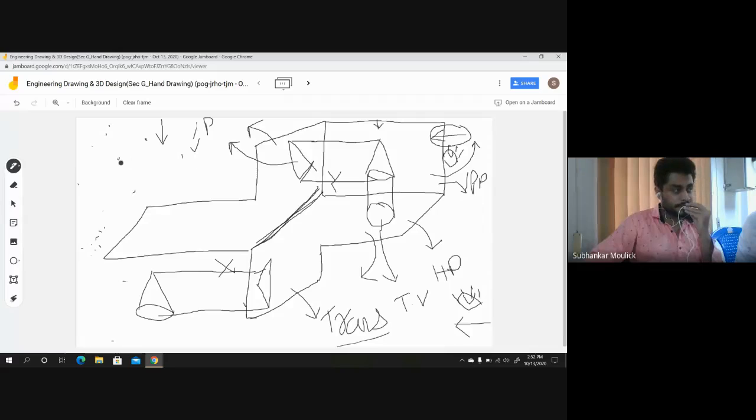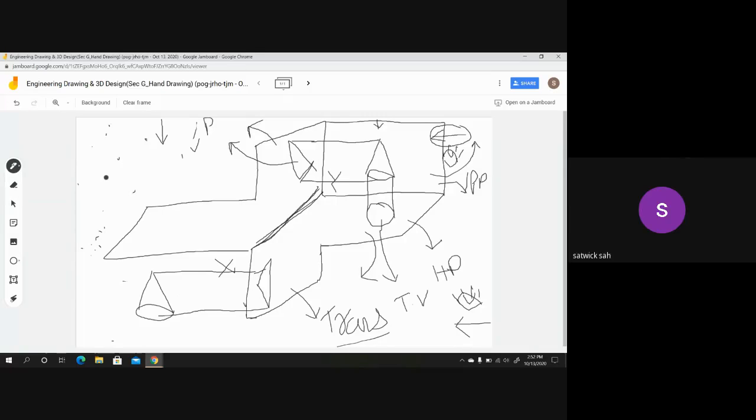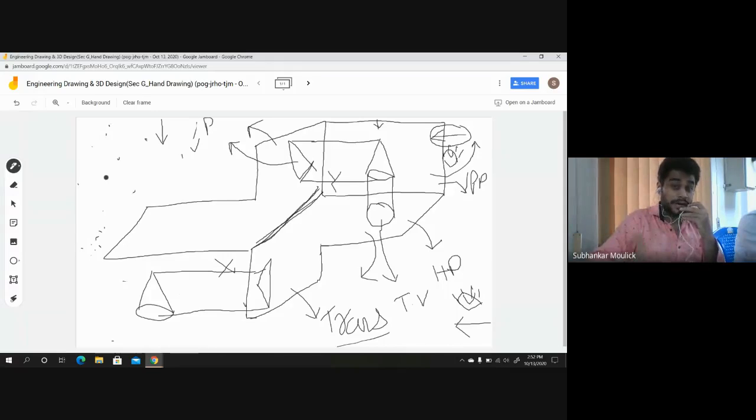Am I clear? Yes, sir. This is the very basic and very important difference between first and third angle projection method. Normally, when we ask these things in viva, people say that in first angle projection method, the front view is above the reference line and the top view is below the reference line. Fine, that is a difference, but that is not the main difference. The main difference is this: in third angle projection method, the plane will be transparent in nature, and the plane comes between the observer and the object.